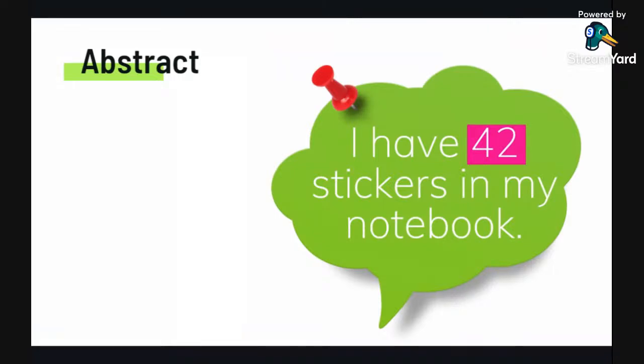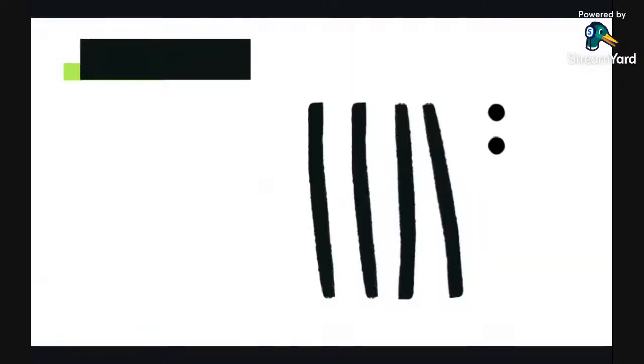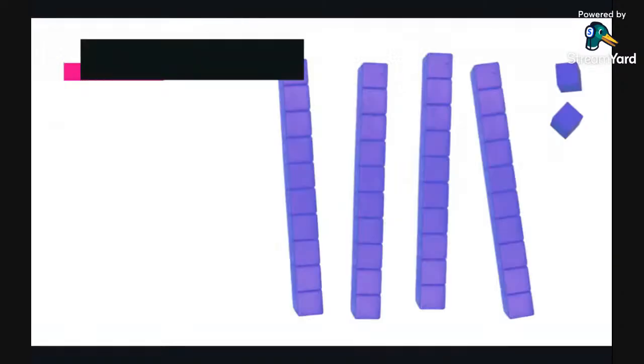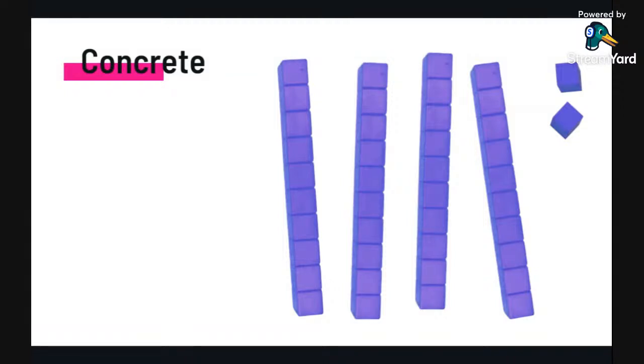Now, for a student that has no concept of what 42 is, they probably can't picture what 42 stickers looks like. They have no idea how many stickers that is. There's no support in that statement or just in the number alone that helps your students understand 42, as there was when we were working with the representational or the concrete models.